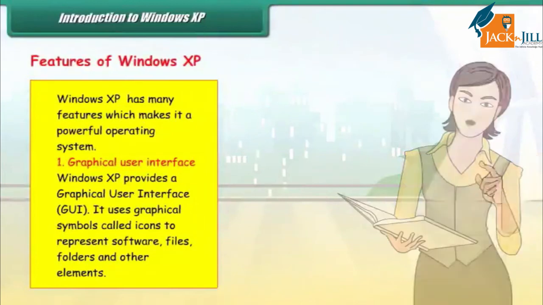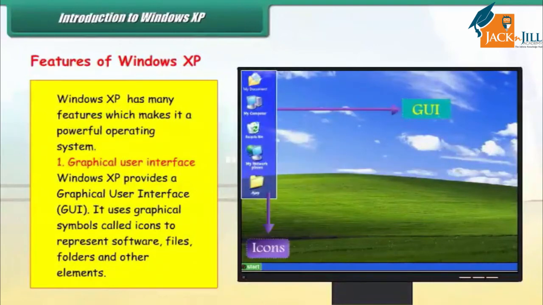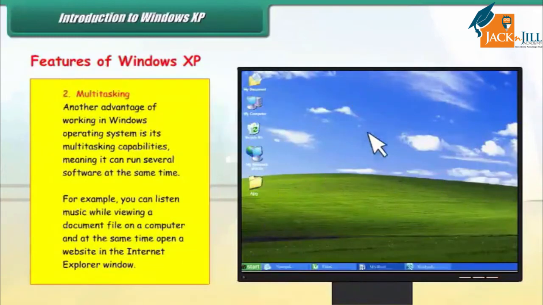Features of Windows XP. Windows XP has many features which make it a powerful operating system. Some of its main features are: 1. Graphical user interface. Windows XP provides a graphical user interface. It uses graphical symbols called icons to represent software, files, folders and other elements.